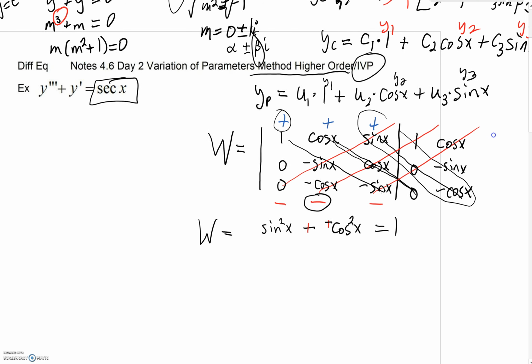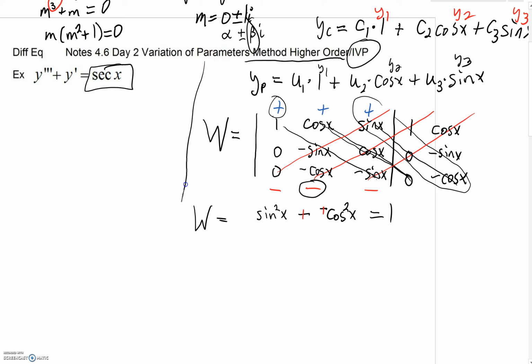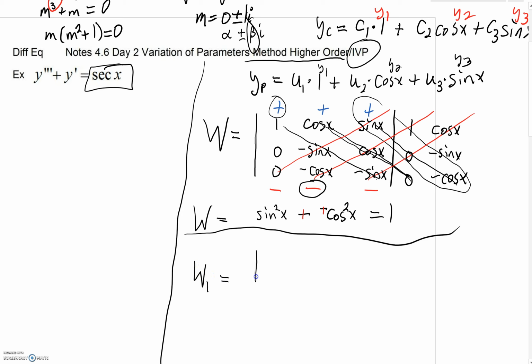But we're not done. We found W, and that's well and good. Now we'd like to find W sub 1. And to find W sub 1, it's going to look so very, very much like our Wronskian that we had, with one tremendous difference. Your first column will be different. And your first column won't be a 1, 0, 0. Rather, it's going to be a 0, 0, and then our f of x.